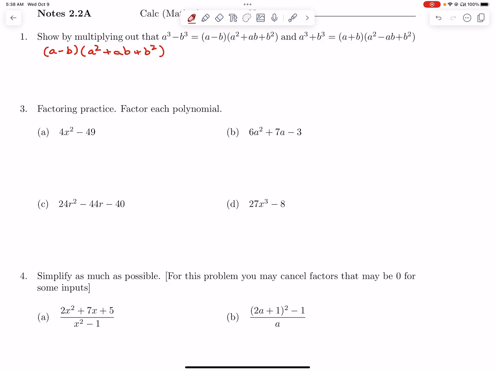Okay, distributing a. And then distributing b. And most of the inner stuff cancels. Yay. Okay.